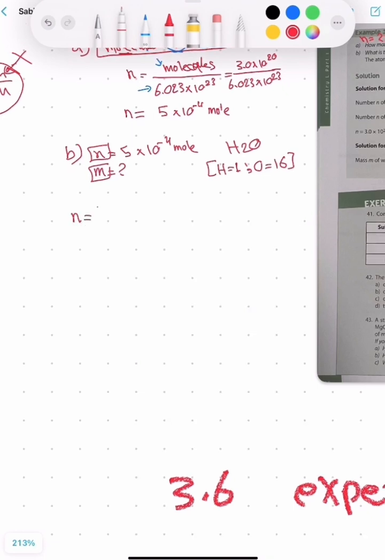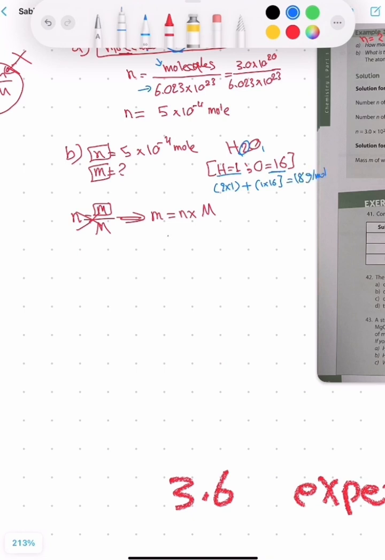Number of moles is mass over molar mass. So can you calculate mass here? Yes, just rearrange it, cross multiply. Mass is equal to number of moles times molar mass. Do we have molar mass? No, but you can calculate it for H2O. For hydrogen it's 1, but how many do we have? 2. So 2 times 1 plus oxygen, which is 16, is 18 grams per mole.